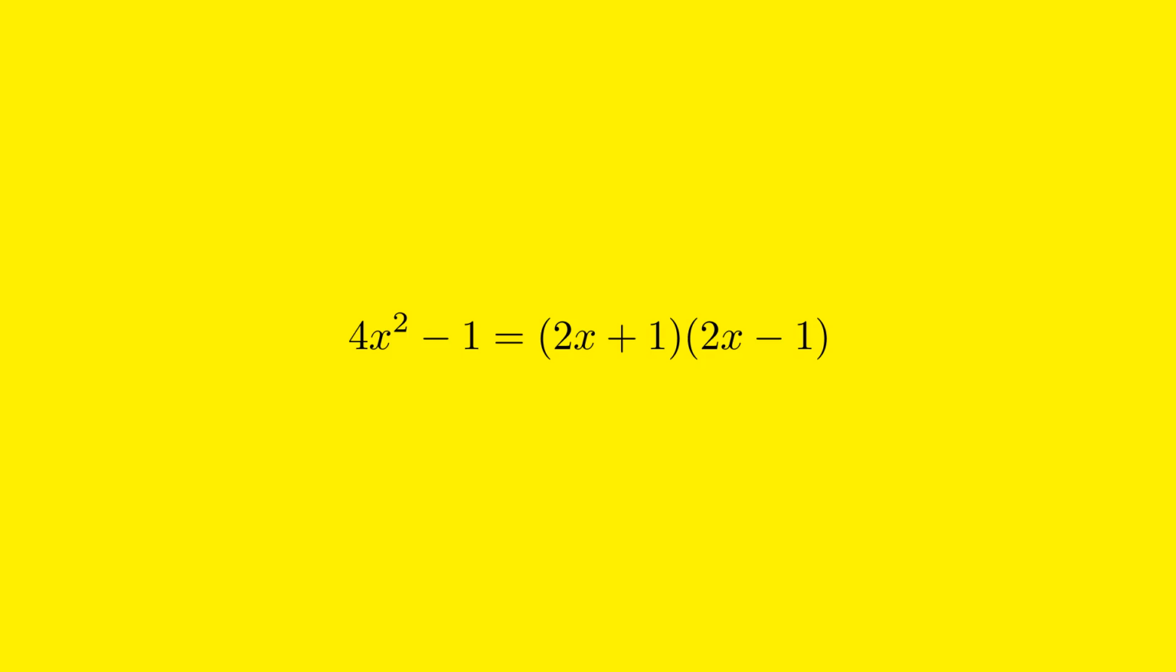We notice that this equation is of the form a squared minus b squared, which is a difference of squares. A difference of squares can always be factored into the form a plus b times a minus b. In our case, a would be 2 times x, because if we square 2 times x, we get 4 times x squared. Similarly, b would be 1, because if we square 1, we simply get 1 again. So using the factoring rule for the difference of squares, our equation 4 times x squared minus 1 can be written as 2 times x plus 1 times 2 times x minus 1. Thus, the correct answer is D.